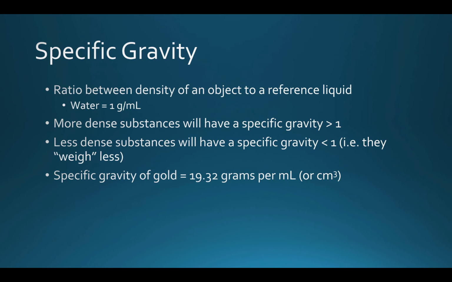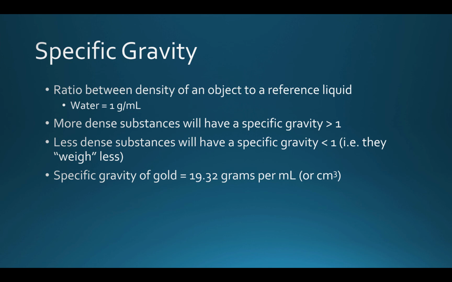Specific gravity. You may see a question on this, so I did throw it in here. Specific gravity is the ratio between density of an object to a reference liquid. So water, for example, is equal to 1 gram per mil as far as density. That's kind of our gold standard there. More dense substances will have a specific gravity greater than 1.